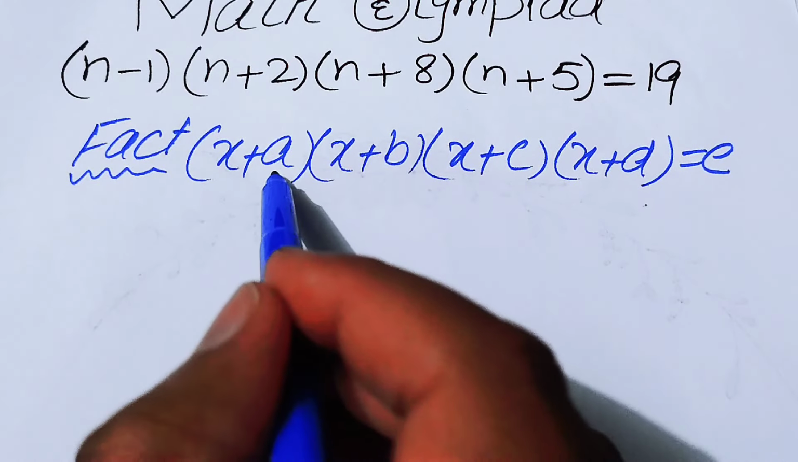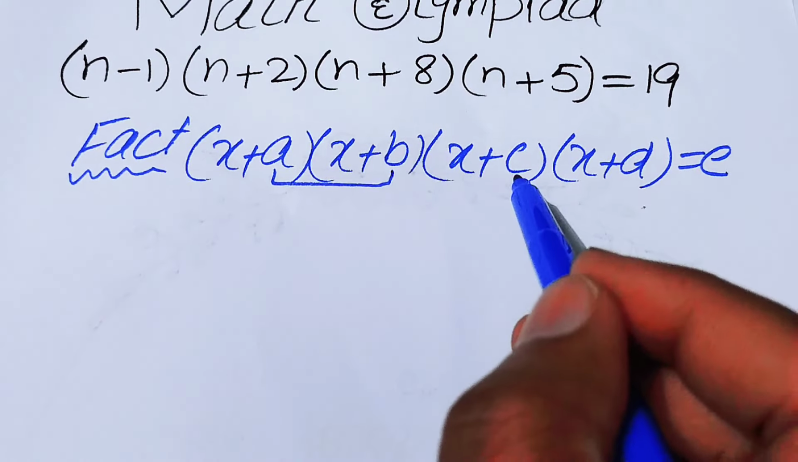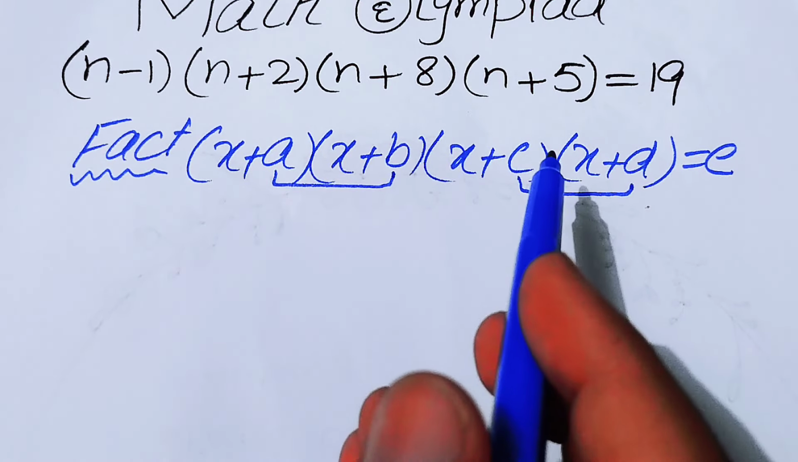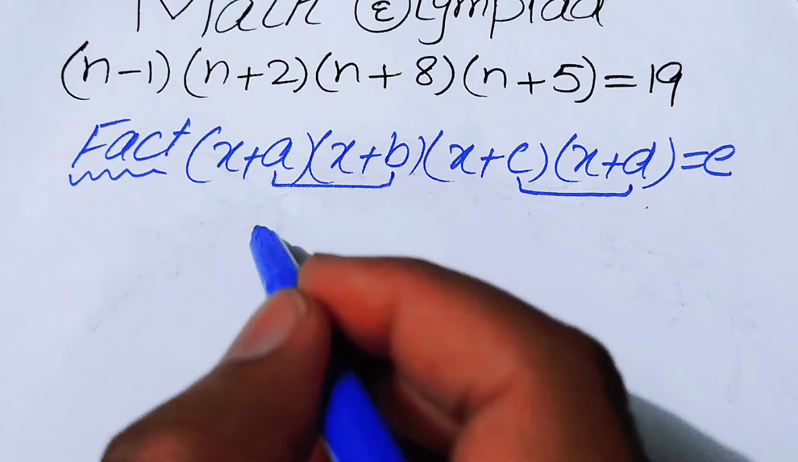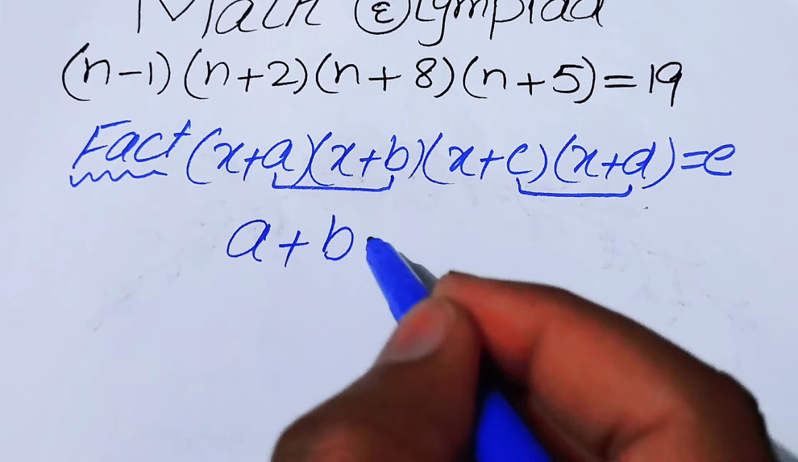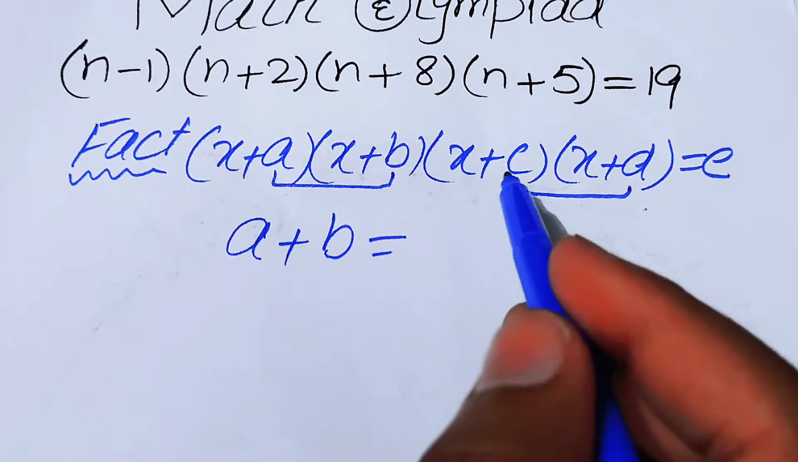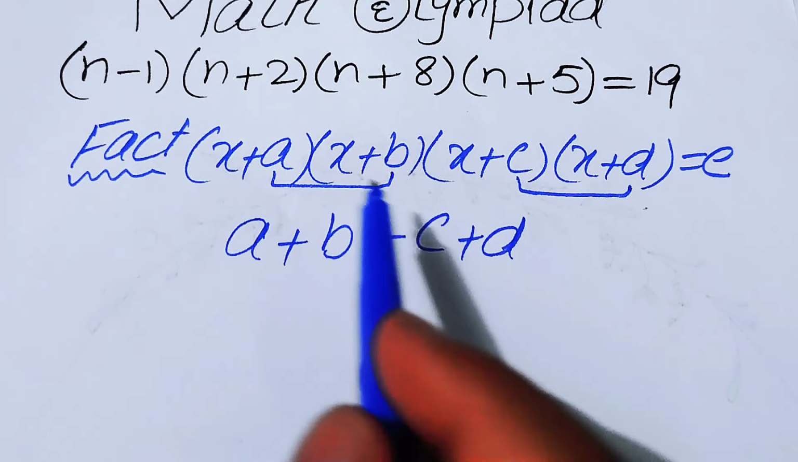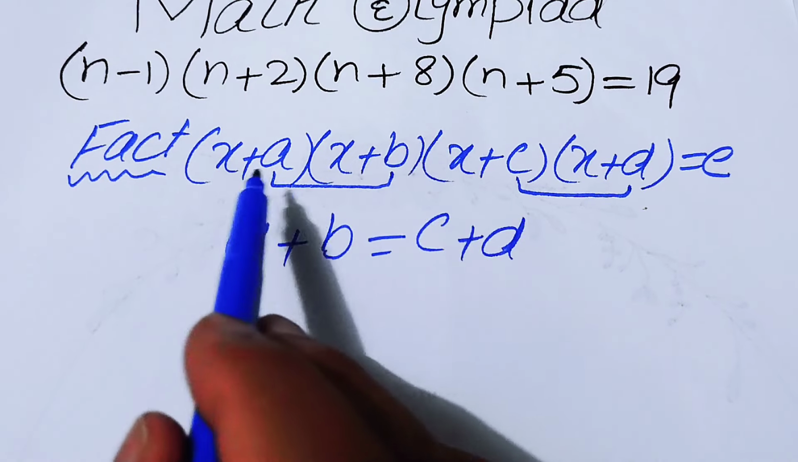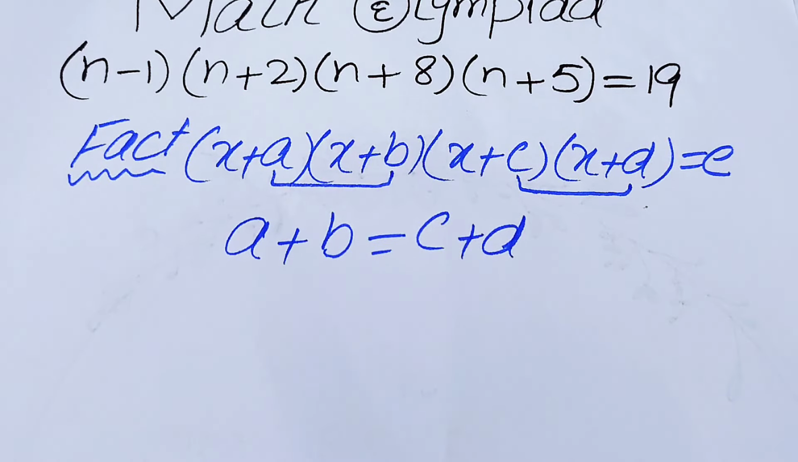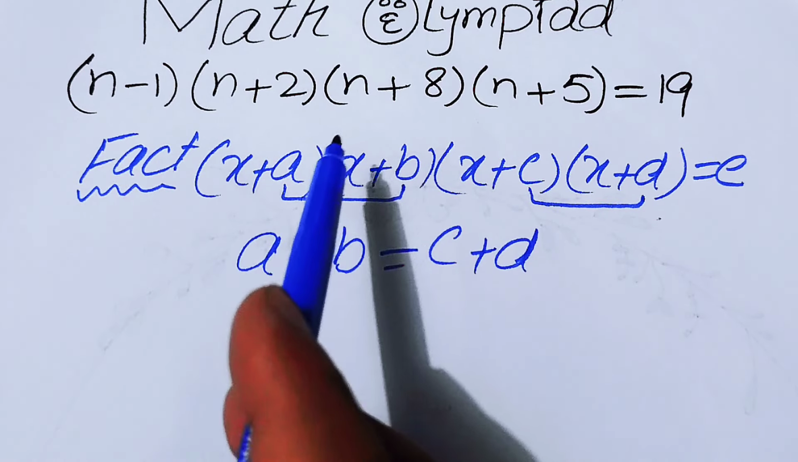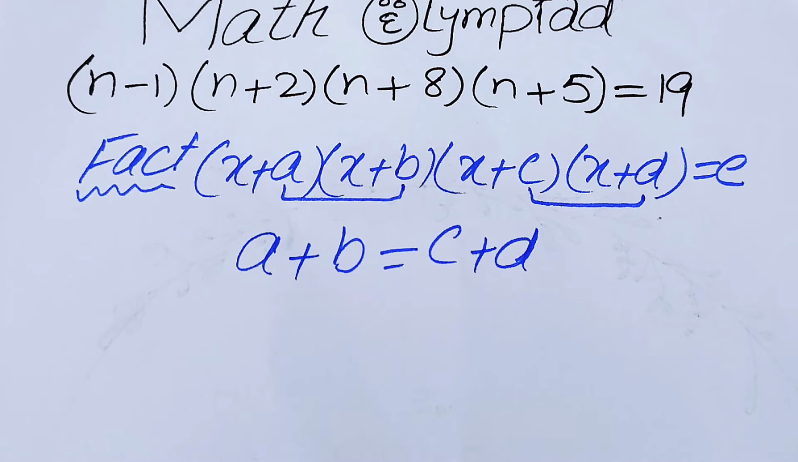Here you need to add these two terms and add these two terms, and the sum of these two terms should be equal. I can write it as a plus b, the sum of these two terms, is equal to c plus d, the sum of these two terms. If the sums are equal, then you can arrange these four factors in this form. So now I can check which two factors give the equal sum.